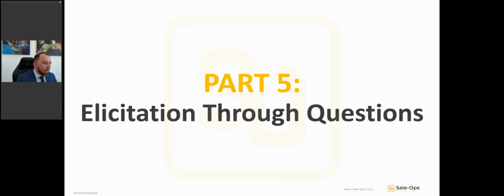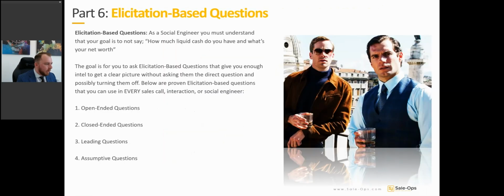Now let's talk about part number 5, elicitation through questions. Elicitation-based questions. As a social engineer, you must understand that your goal is not to say, how much liquid cash do you have and what's your net worth? You have to discover all this in a way that's a little bit more indirect, right? The goal is for you to ask elicitation-based questions that give you enough intel to get a clear picture without even asking them the direct question and probably turning them off so early into an actual relationship.